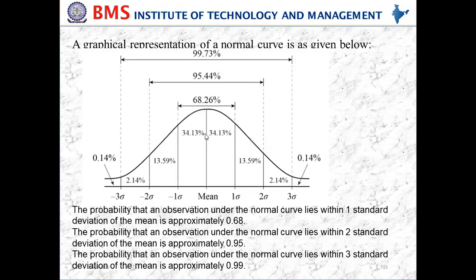That gives 68.26%. Similarly, the data between the two limits plus or minus 2 sigma, that is plus 2 sigma and minus 2 sigma: if I add all these four percentage values, I will get 95.44%.